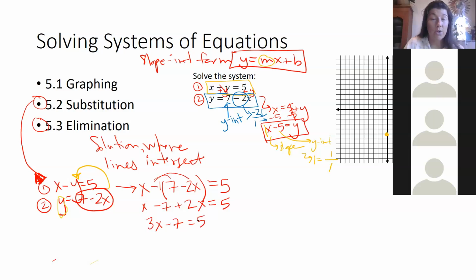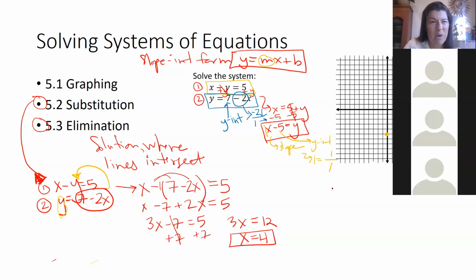equals 5. So the expectation here is that you're doing this on your own paper. This isn't just a spectator sport. You didn't tune in to watch Miss Fergus do math for an hour. You're actually doing it with me. Your brain needs that. Okay, I'm going to add 7 to both sides. 3x equals 12. Divide both sides by 3. X equals 4.